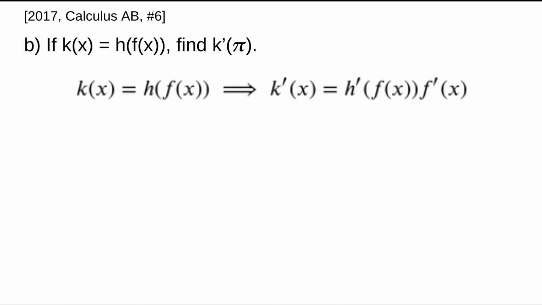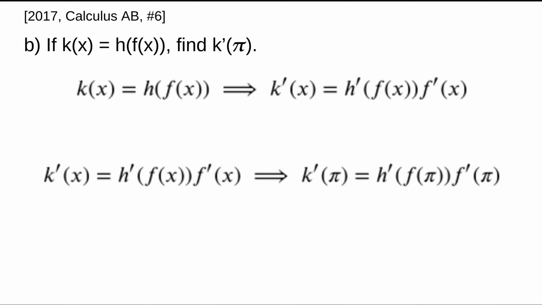In part B of this question, we are asked if k of x is the function h of f of x, find k prime of pi. All right, well, if k of x is h of f of x, notice that h of f of x is a composition, so I can find a rule for k prime of x by applying the chain rule. K prime of x would be h prime of f of x times f prime of x.